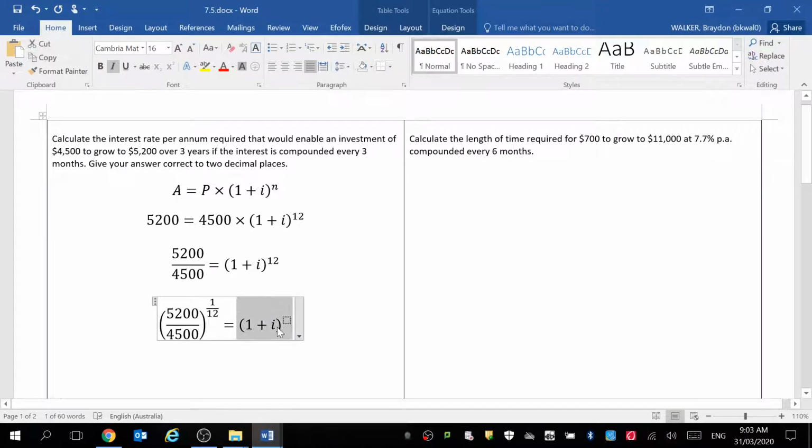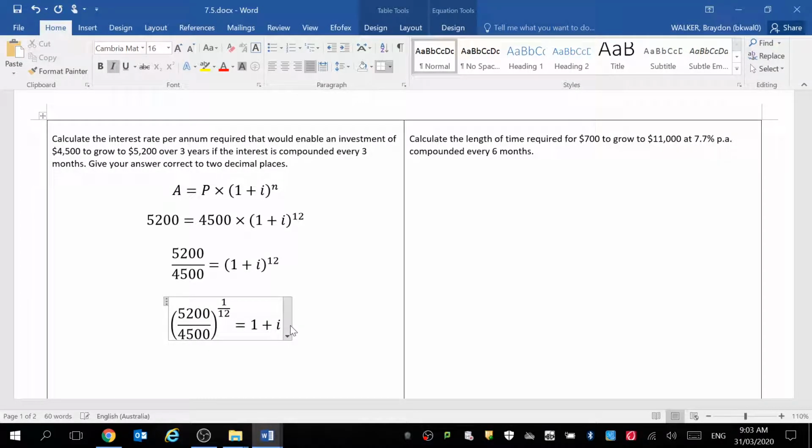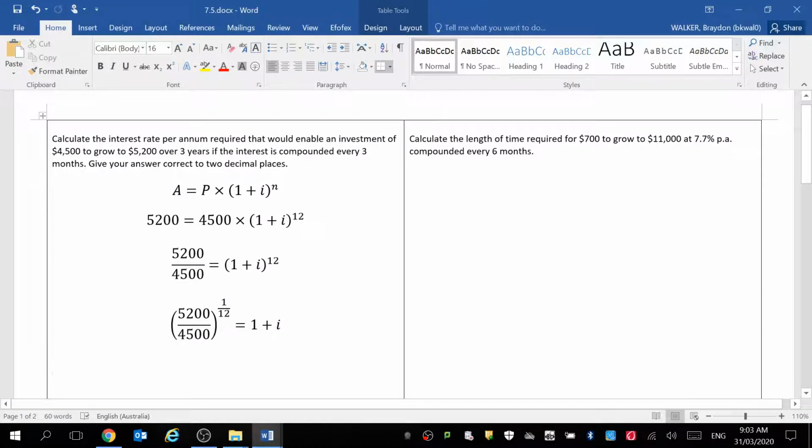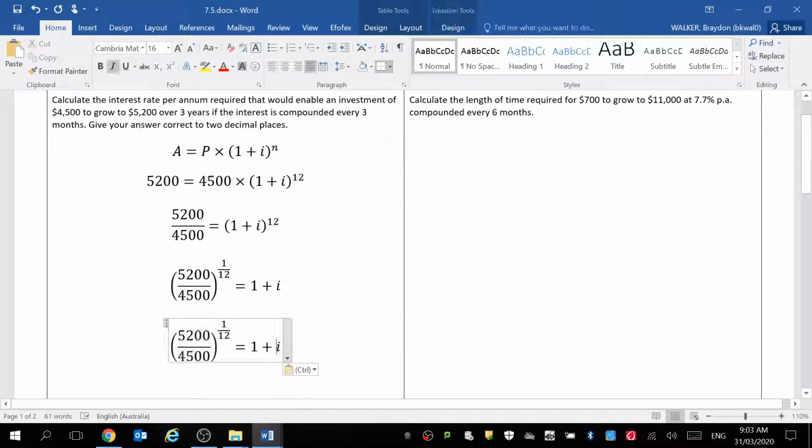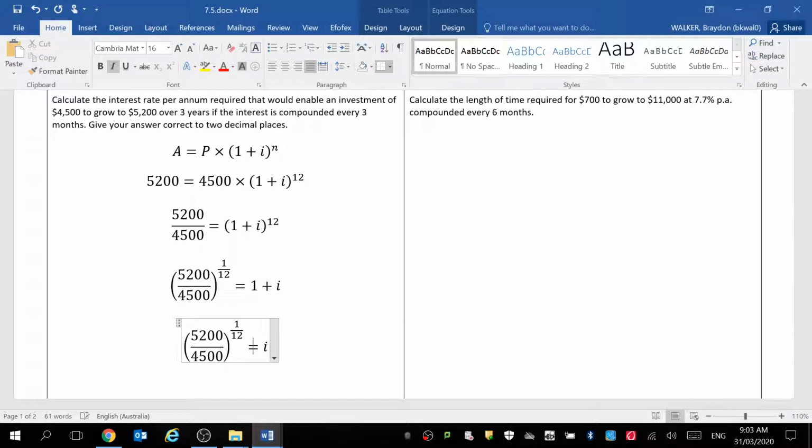What that does is it gets rid of our little power there, and I'll just delete these, and we're left with just 1 plus i. From there, we can move the plus 1 round to the other side. I'm just going to copy and paste it again. So we get i. There we go. That's how I've rearranged that.